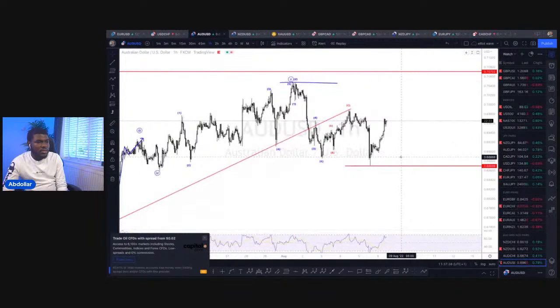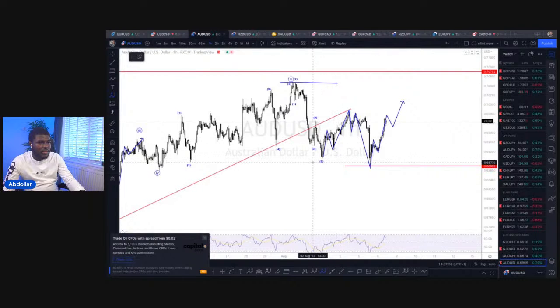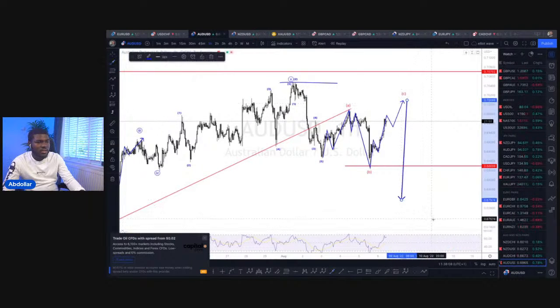Let's wait and see. I think what's happening for Australian US dollar is we are having a flat pattern here. We have 3, 3, and 1, 2, 3, 4, 5. So when that flat pattern completes here, then we label this first leg of correction as our A, this will be B, and this will be C. Then we should be anticipating that there's going to be a fall to the downside.